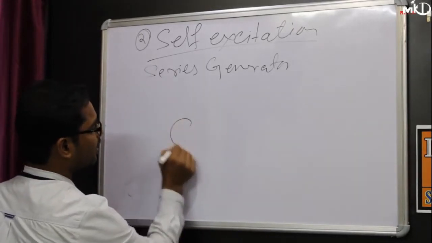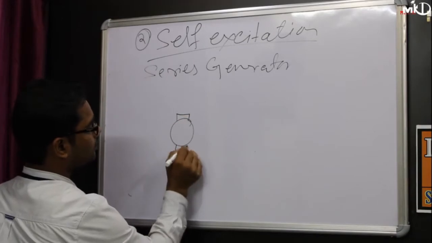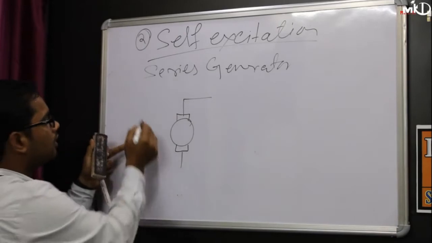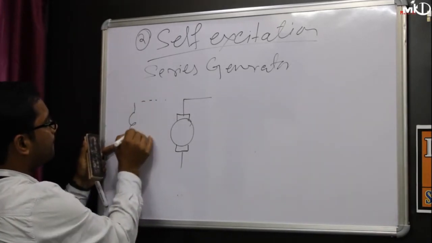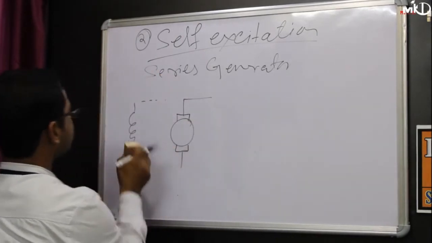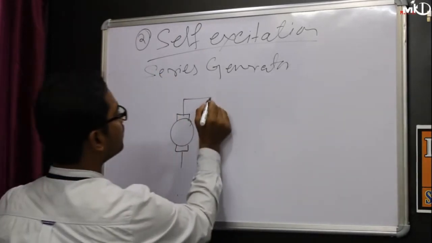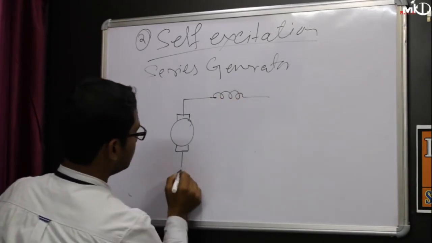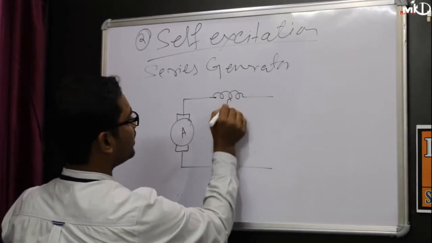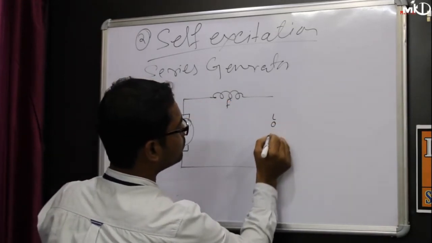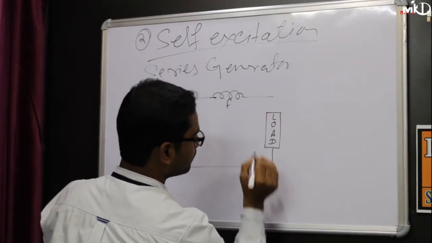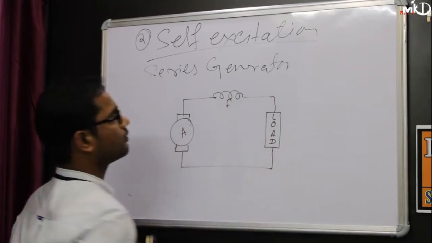So this is your armature. So in the previous one, a diagram is there. Yes or no? So this is the parallel case, but here we have to see the series. So how do you know the series?